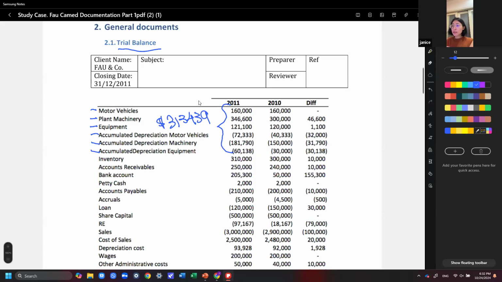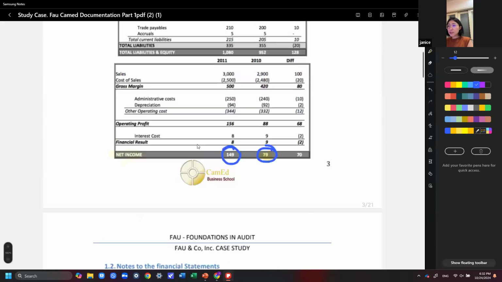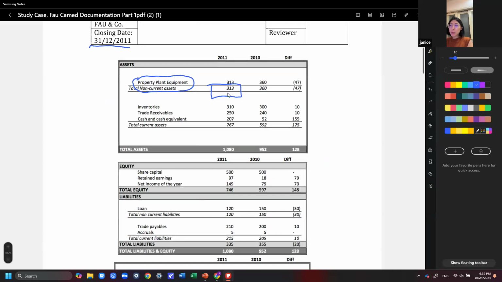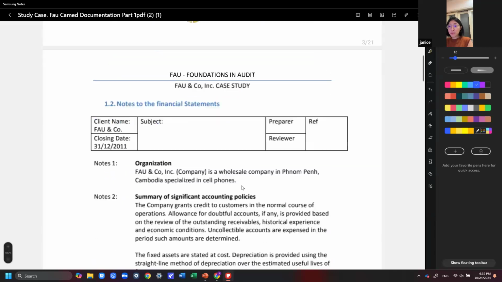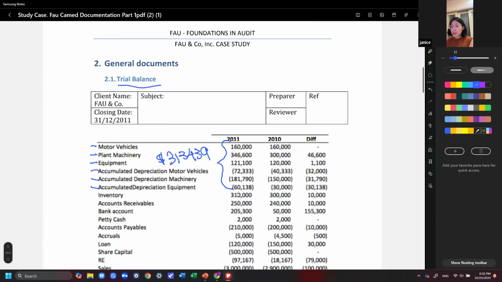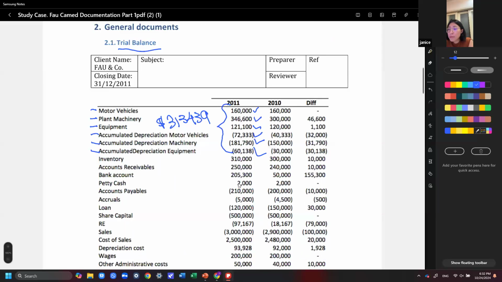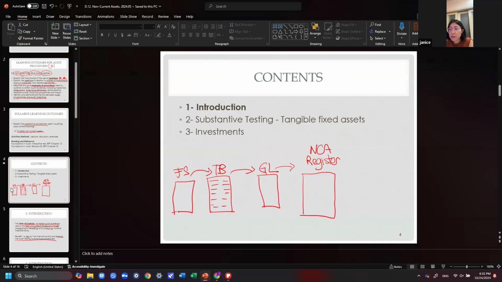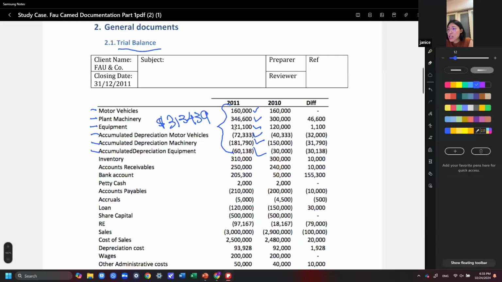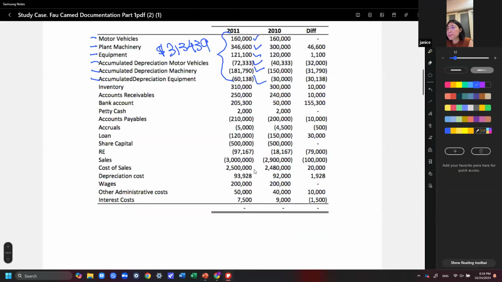$313,439. All right. So is that amount correctly reported in the financial statement? If we round it to the closest amount, yes, 313 seems to be correct, right? Okay, so normally what we do is we're going to tick. And after that, we're going to check if these amounts come from the trial balance, as we showed here. The trial balance amount comes from the GL. So let's check if this amount matches the GL.